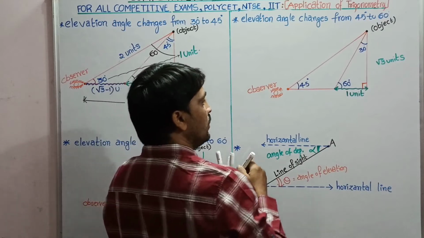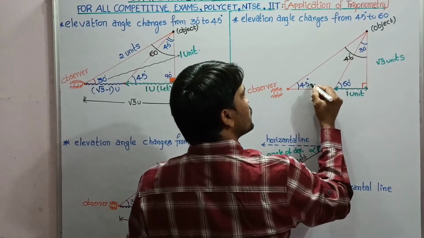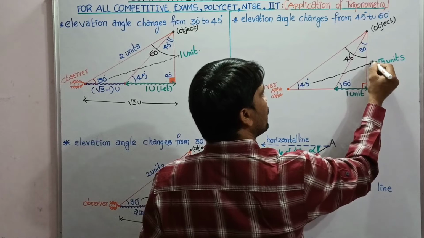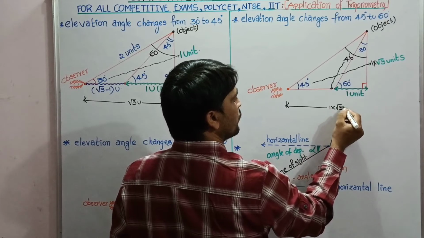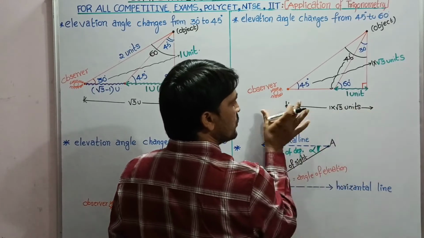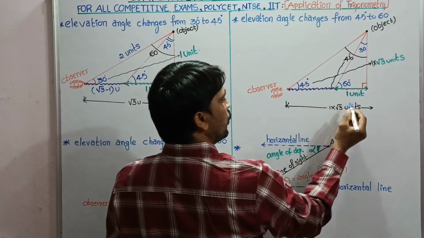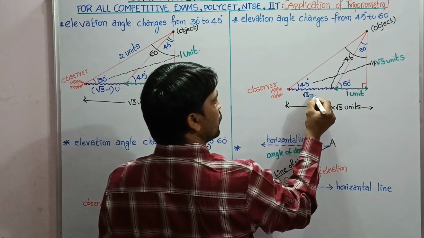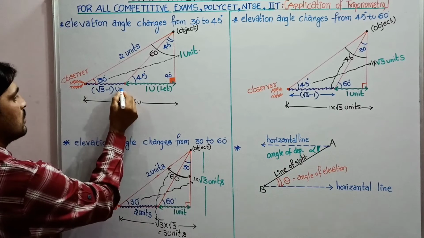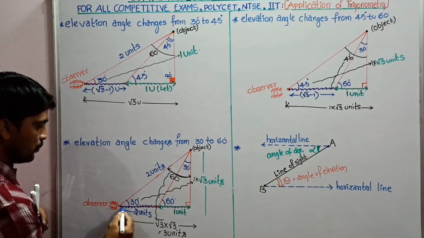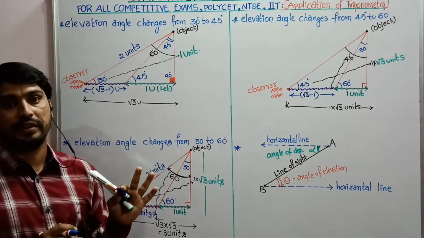Now consider the bigger triangle. If this is 45 degrees, this angle is also 45 degrees. Now see, opposite to 45 degrees is actually 1 unit, but here it is given as root 3 units. So this distance in total is root 3 units. Now the required distance is equal to root 3 minus 1 unit. These are the three main concepts. This is root 3 minus 1 unit and this is 2 units. We have to keep this in mind always when doing problems of application of trigonometry.